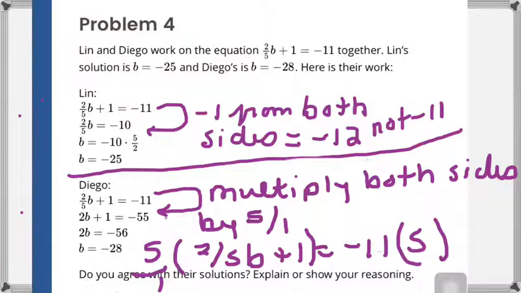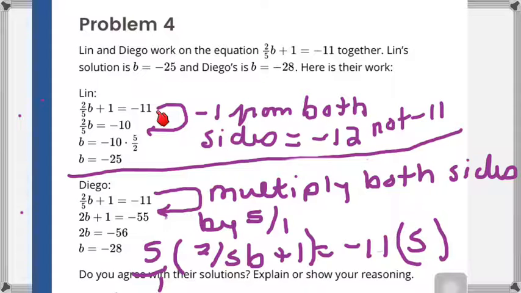Number 4. On this one, it's asking you to look at what each of these people did and check and see if they had the right answer. First of all, I plugged both of these into the equation to see if they were true, and neither one of them were true. But more importantly, we want to look at their work. So if all you did was say false, false, then you haven't done enough and you're going to have to do some writing. So let's look at their work.